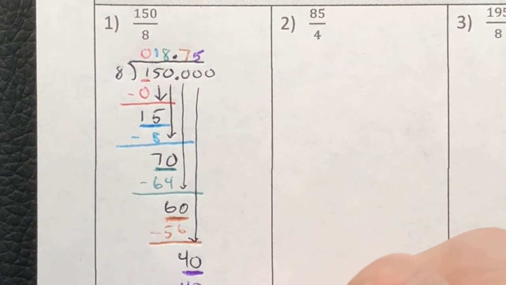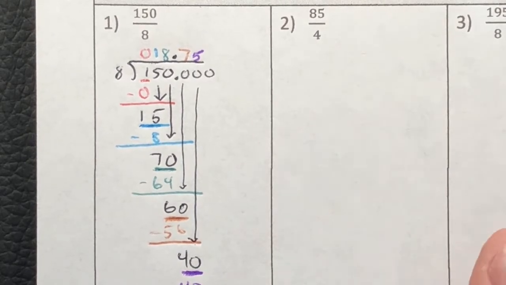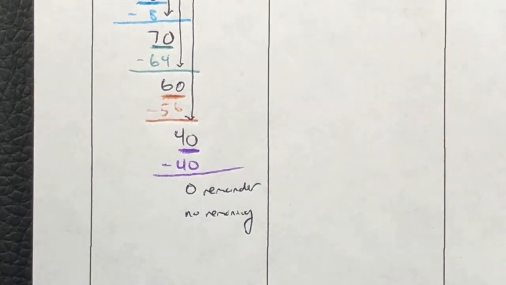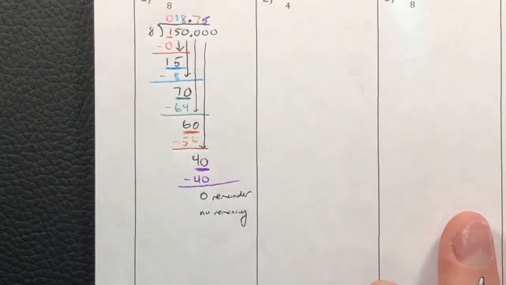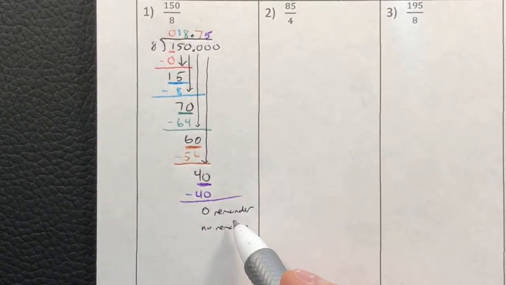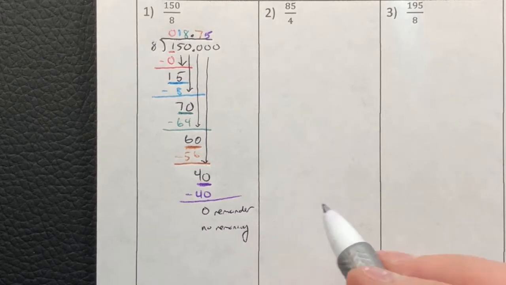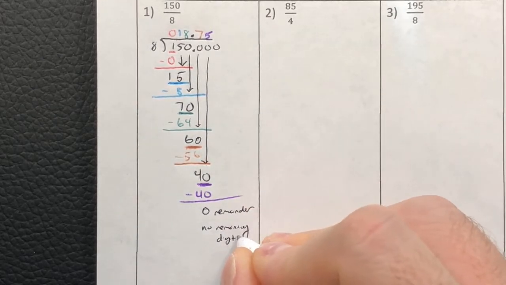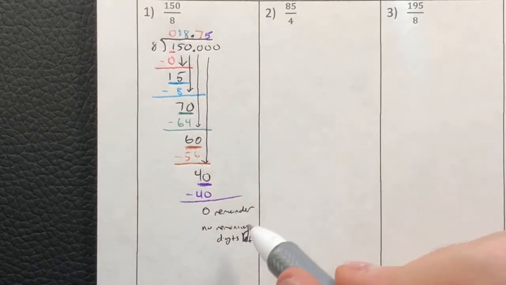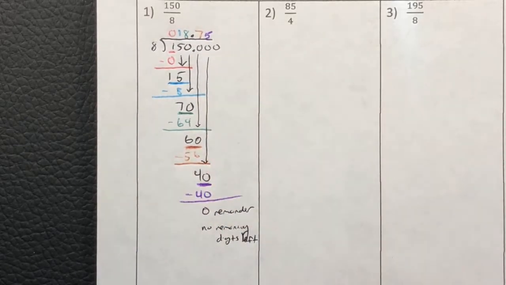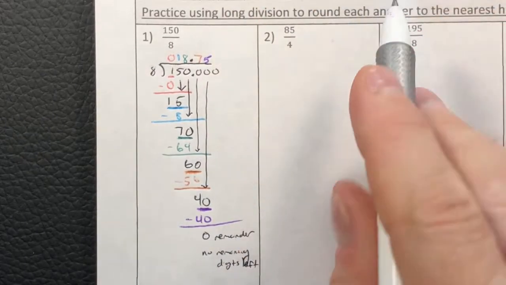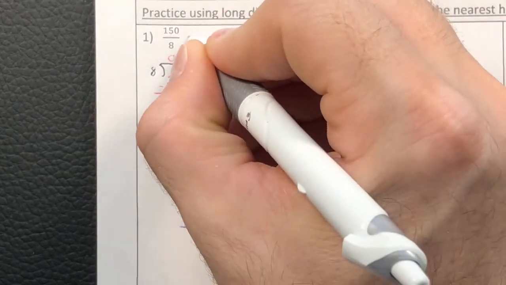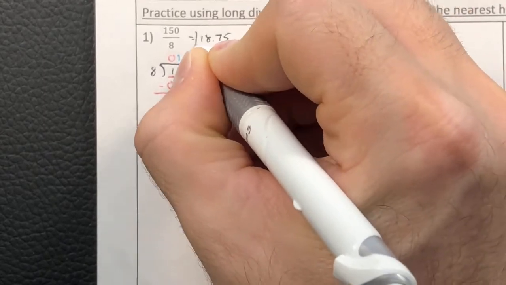I have a remainder of 0, and there's no digits left. 40 minus 40 is 0, so I have a 0 remainder and no remaining digits left. So that means that it terminates at 18.75. So what is 150 divided by 8 to the nearest hundredth? It's going to be 18.75. No rounding needed.